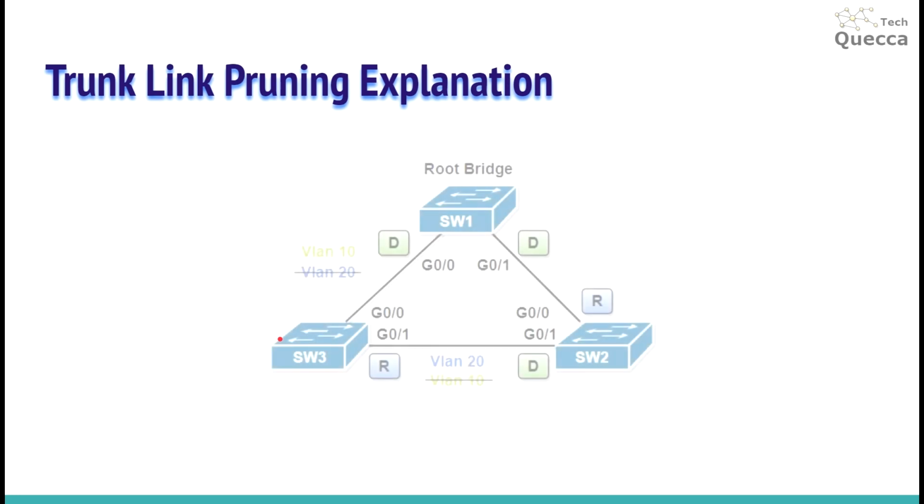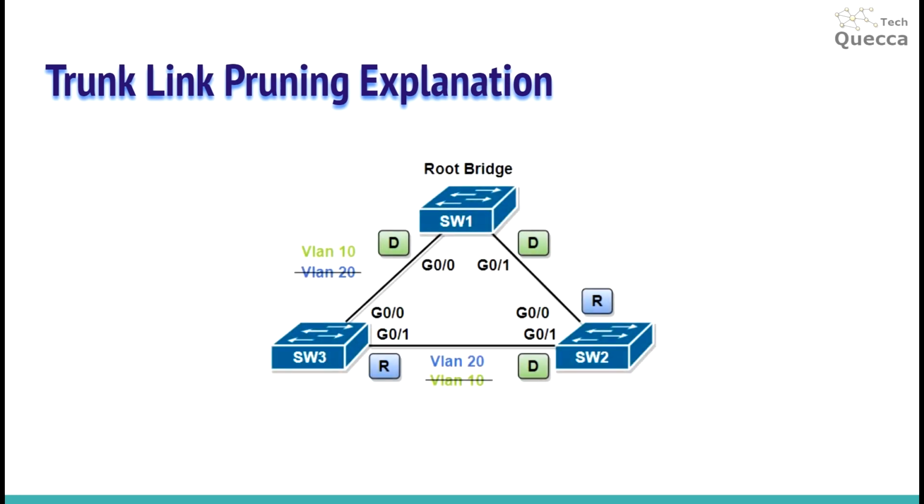For VLAN 20, it's similar, but then we have this interface designated, this interface designated, root, designated, and root. And for VLAN 20, if we prune VLAN 20 here, traffic is going to go like this if we have hosts in VLAN 20 on SW1 and SW3. So let's check it on our example topology.